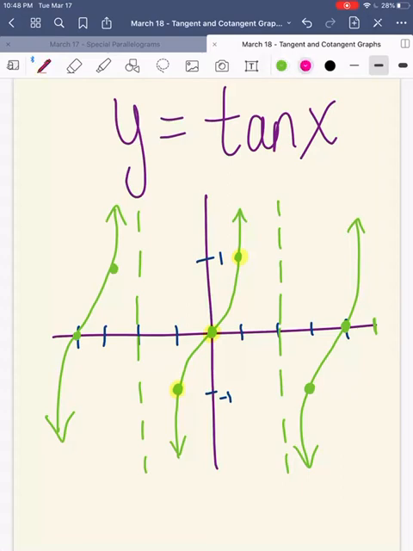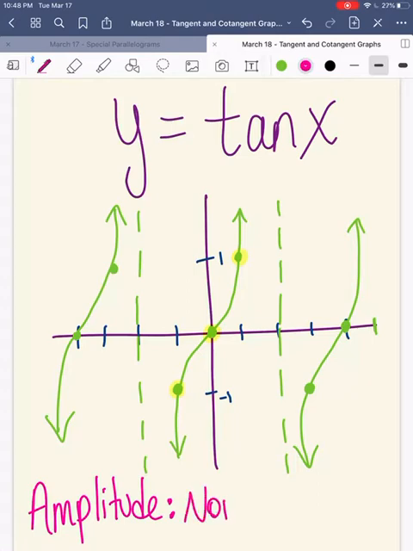Okay? So there are a few things that we want to note here. The first thing is the amplitude for the tangent graph is always going to be none. It's the same reasoning as before. This graph is going to go up forever and it's going to go down forever. So you're never going to be able to have a height. So the amplitude is always going to be none. But again, like we did, we can do a quote-unquote amp to get the vertical stretch or vertical shrink.